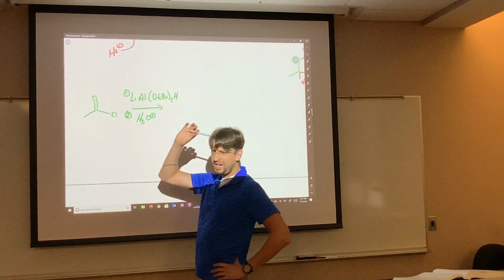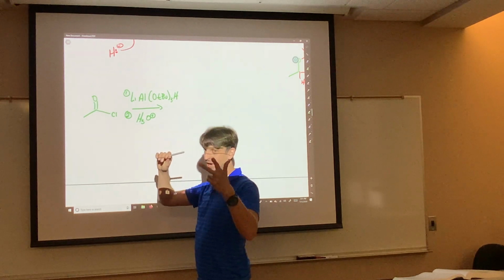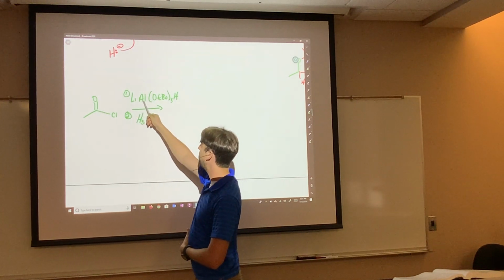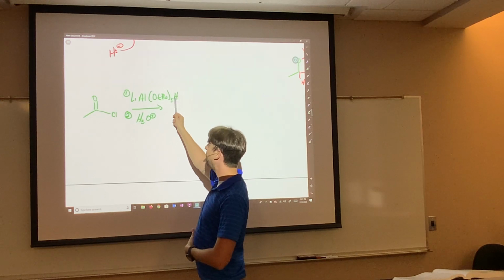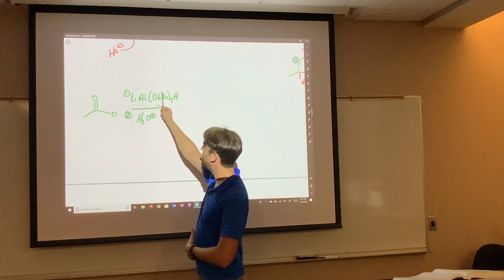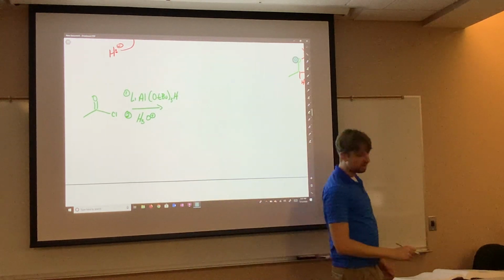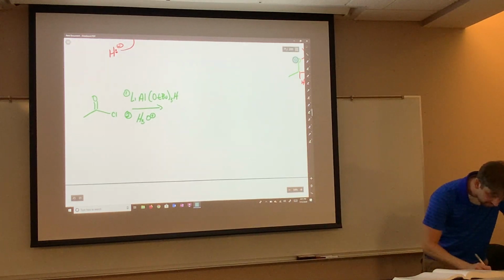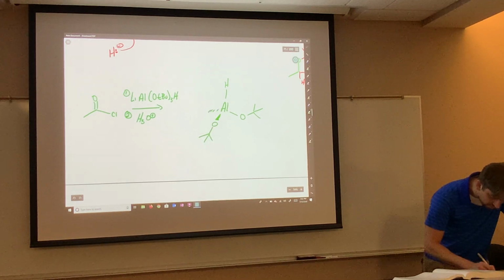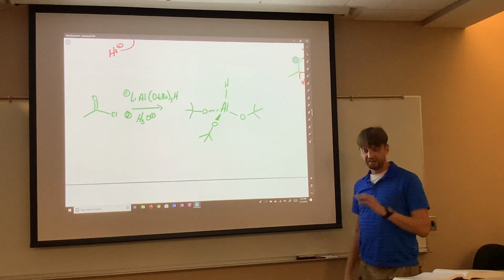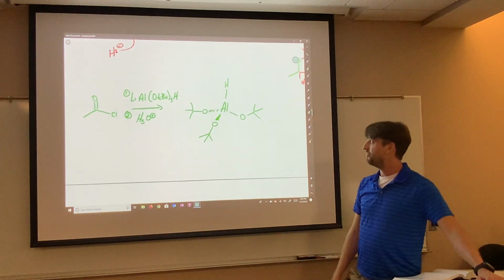So remember, LAH is lithium aluminum hydride. So we have lithium, aluminum, and the hydride, except here we only have one of these H's, and we've got these OtBu things here, right? So let's take a quick peek at what this is. We got an aluminum. There's our hydride, right? And here's what the OtBu stuff is, right? So we got these t-butoxy groups coming off of this aluminum.